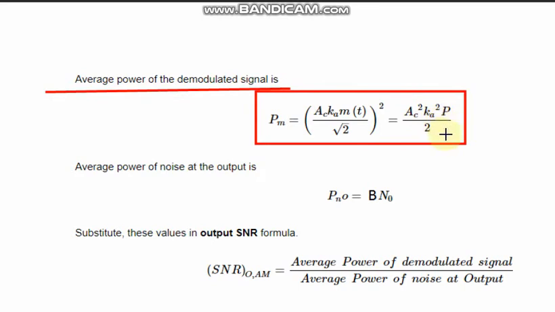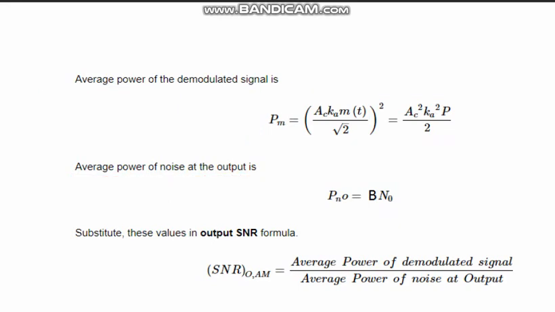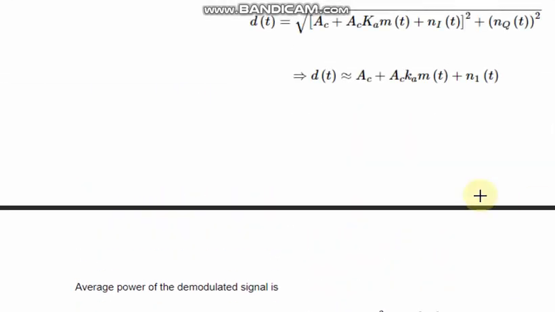I have given the formula. And what is the average power of noise at the output? That is Pn0. Let me show you. Pn0, this is the output noise power. From where has it come? Again, the noise power at the output is equal to Bn0. I am showing you from where it has come. Let me show you this part.